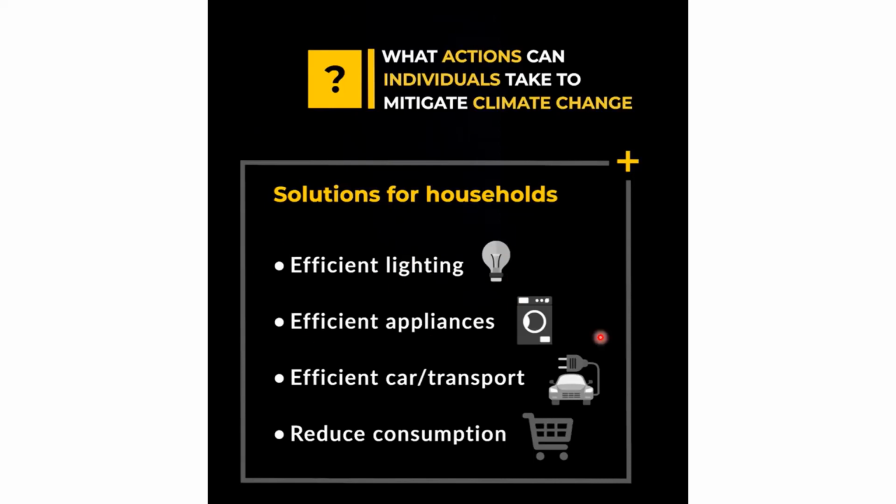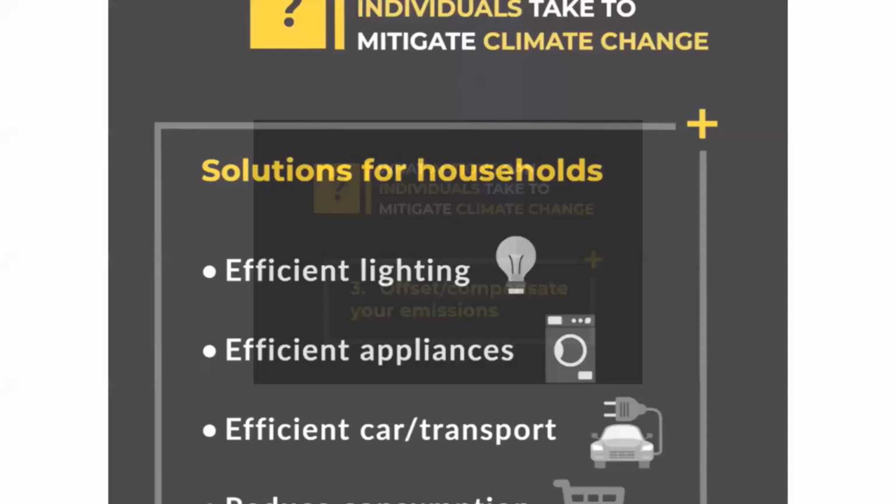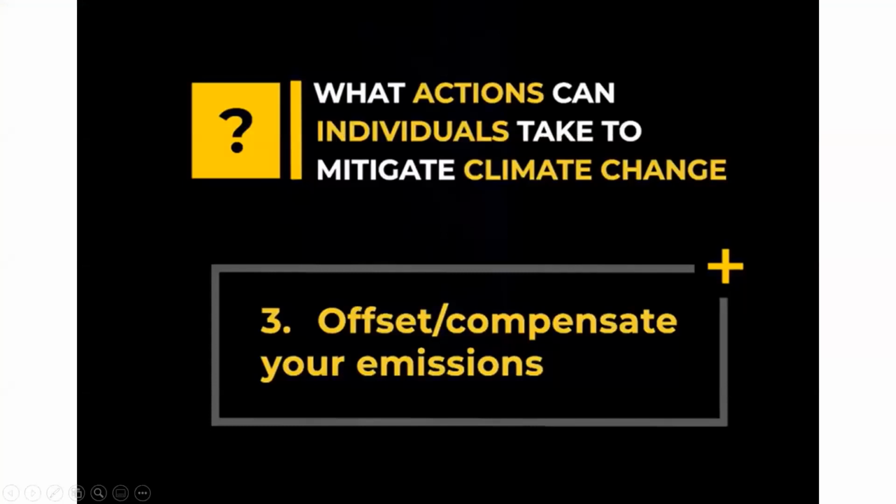Okay, and then you've got efficient appliances. Again, the eco labeling. When you buy appliances, try to look for those that have a good label. And then you've got efficient cars and transport, meaning if you can walk, if you can use a bicycle, use it. Reduce consumption. Most of the time we waste a lot of food. So if you can reuse food, cook it in another way, or store it, that can be good. These are things that you can do on a personal level. And then you can offset or compensate your emissions. You can also do this personally.